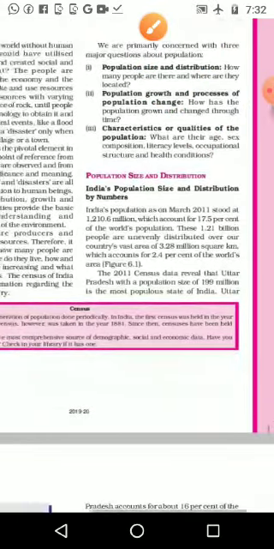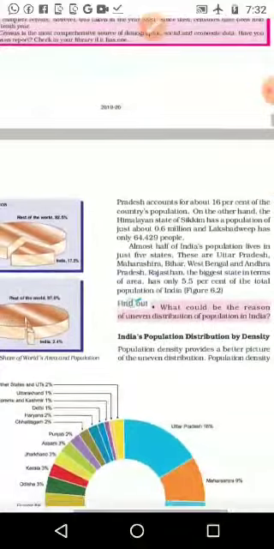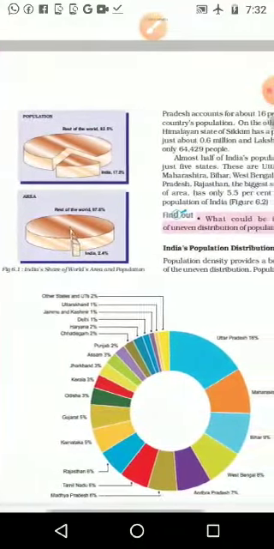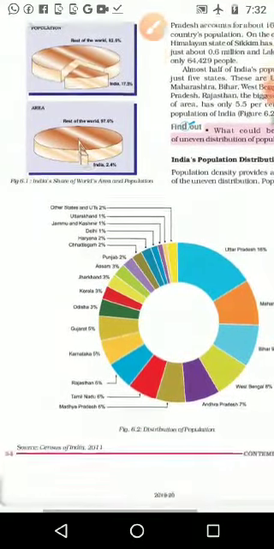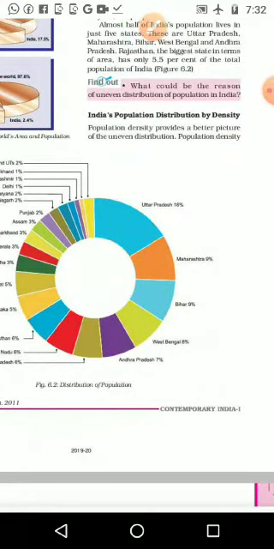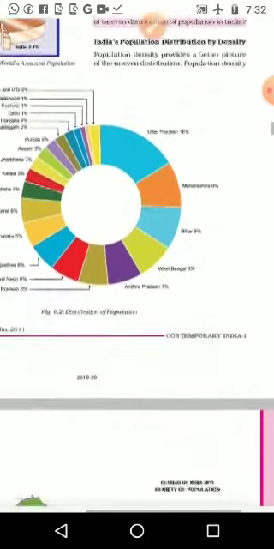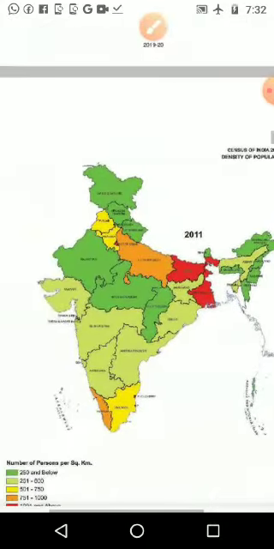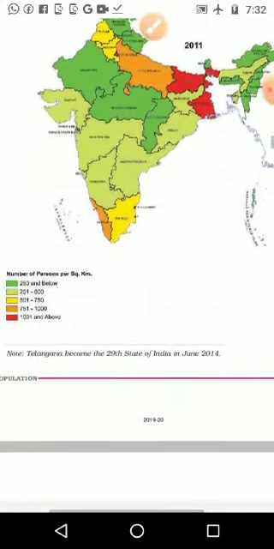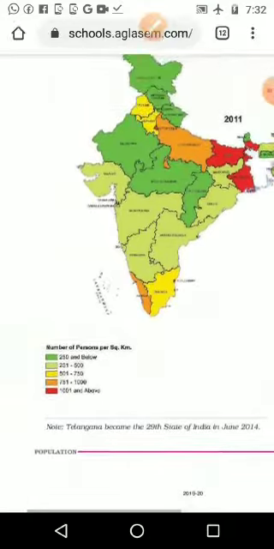Population size and distribution is the first concept. We can see India's population size and distribution by numbers, what the condition is, and here we compare with the world as well as with other states. Then India's population distribution by density, according to a square kilometer area, how many people are living there. According to that we calculate the density of population. Here a map is given showing which states have the maximum number of people and which states have very few people, and we will get those details.